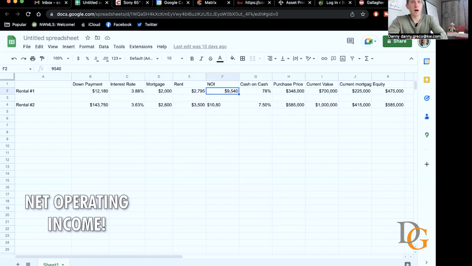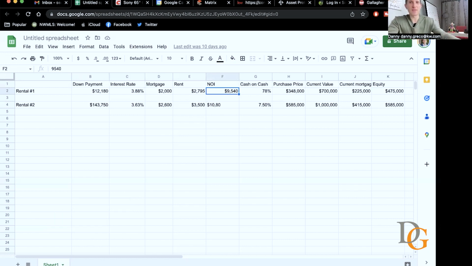NOI, so this is net operating income. Essentially, what is your income at the end of the year minus your expenses? What is that net? And that's about $9,500. Now, cash on cash return is primarily the main thing I look at when analyzing cash flow on a rental property. What return am I going to get on that investment through rents? And again, I'm not taking into consideration improvements I've made, any vacancies, anything like that.